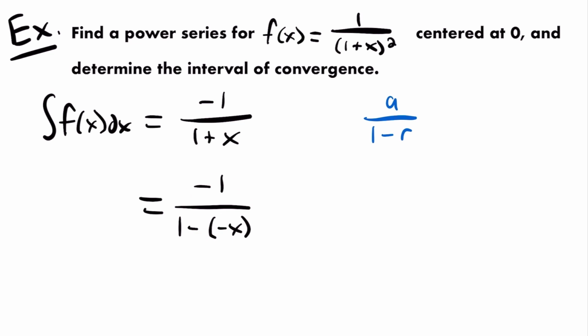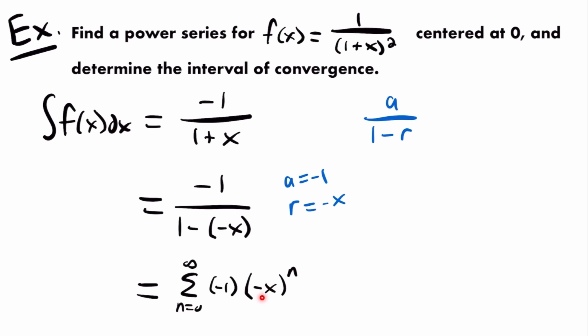All right, so in this case, a is equal to -1, and the common ratio r is equal to -x. And so the geometric power series will be equal to the sum from n equals 0 to infinity of a, which is -1, times -x to the power of n, the common ratio to the power of n. Now I'm going to rewrite -x as -1 times x. So this will be equal to the sum from n equals 0 to infinity of -1 times -1 times x to the power of n.